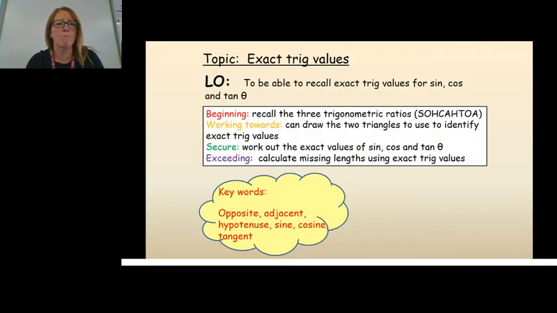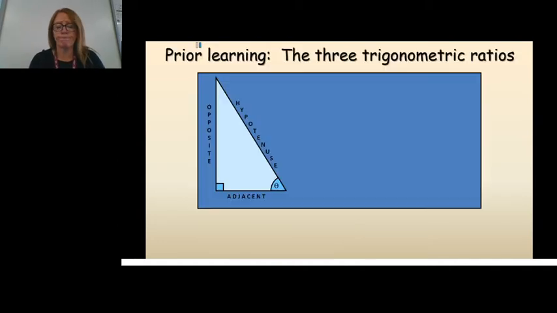Okay, so this tutorial is on exact trig values, and we're aiming to be able to recall exact trig values for sine, cosine and tan theta. Now for this you need to have some prior knowledge of trigonometry, so remembering the trig ratios, and I remember that via SOHCAHTOA. Drawing the two triangles that identify exact trig values, working out exact values of sine, cosine and tan theta, and then looking at calculating some missing lengths.